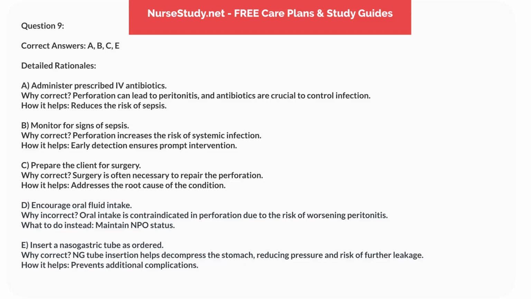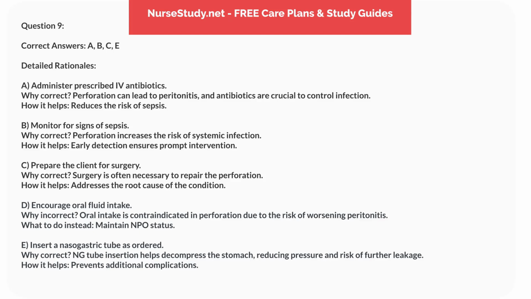Detailed rationales. A. Administer prescribed IV antibiotics. Why correct? Perforation can lead to peritonitis, and antibiotics are crucial to control infection. How it helps: reduces the risk of sepsis. B. Monitor for signs of sepsis. Why correct? Perforation increases the risk of systemic infection. How it helps: early detection ensures prompt intervention. C. Prepare the client for surgery. Why correct? Surgery is often necessary to repair the perforation. How it helps: addresses the root cause of the condition.